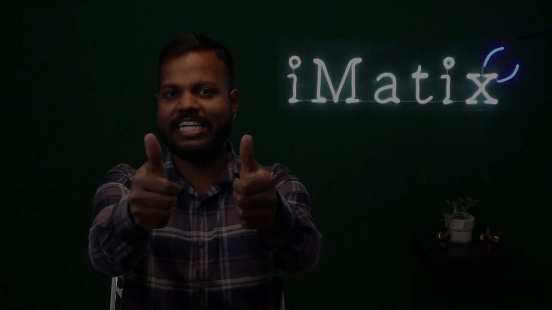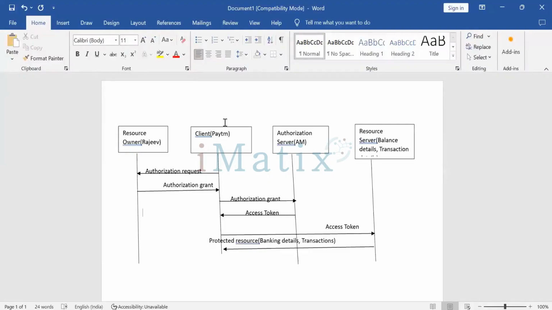So let's get started. The other standards are OAuth 2 and OpenID Connect. OpenID Connect, or OIDC, is different from OAuth 2, but it works on top of OAuth 2.